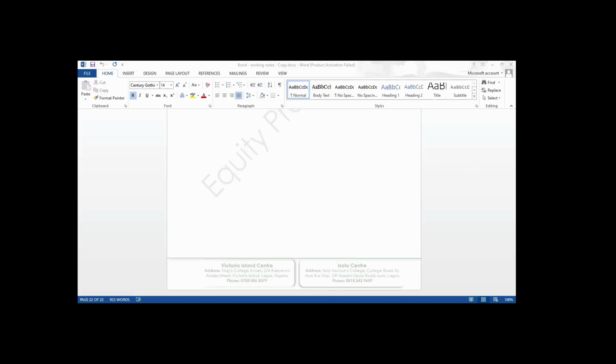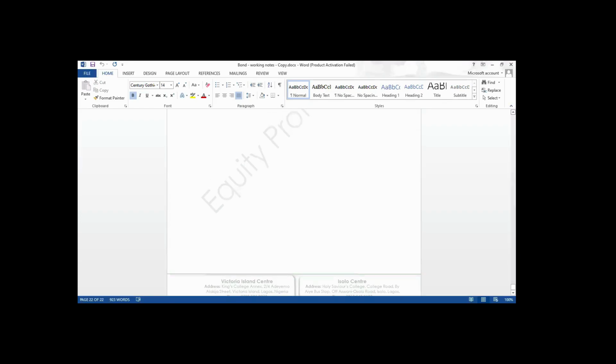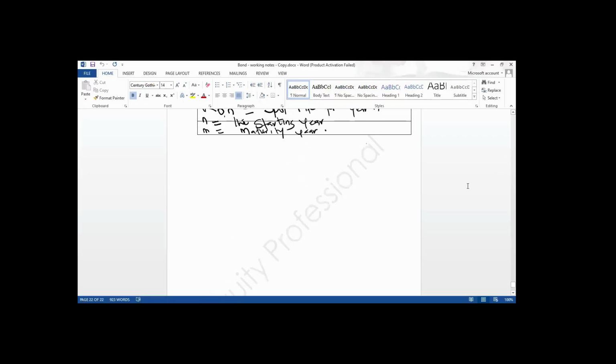Tonight, I think we should round up on bond. A quick recap of what we have done so far on bond valuation. We look at how to value bond using spot rates, using forward rates. We have discussed how to calculate spot rates using the information from government's bond.